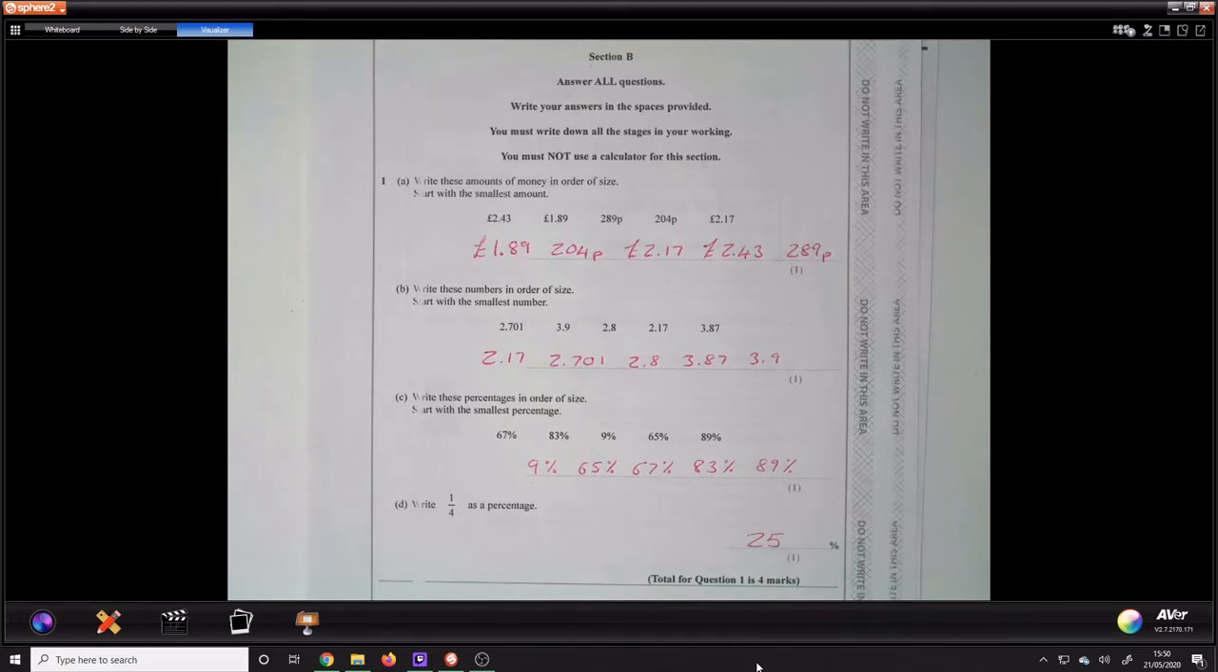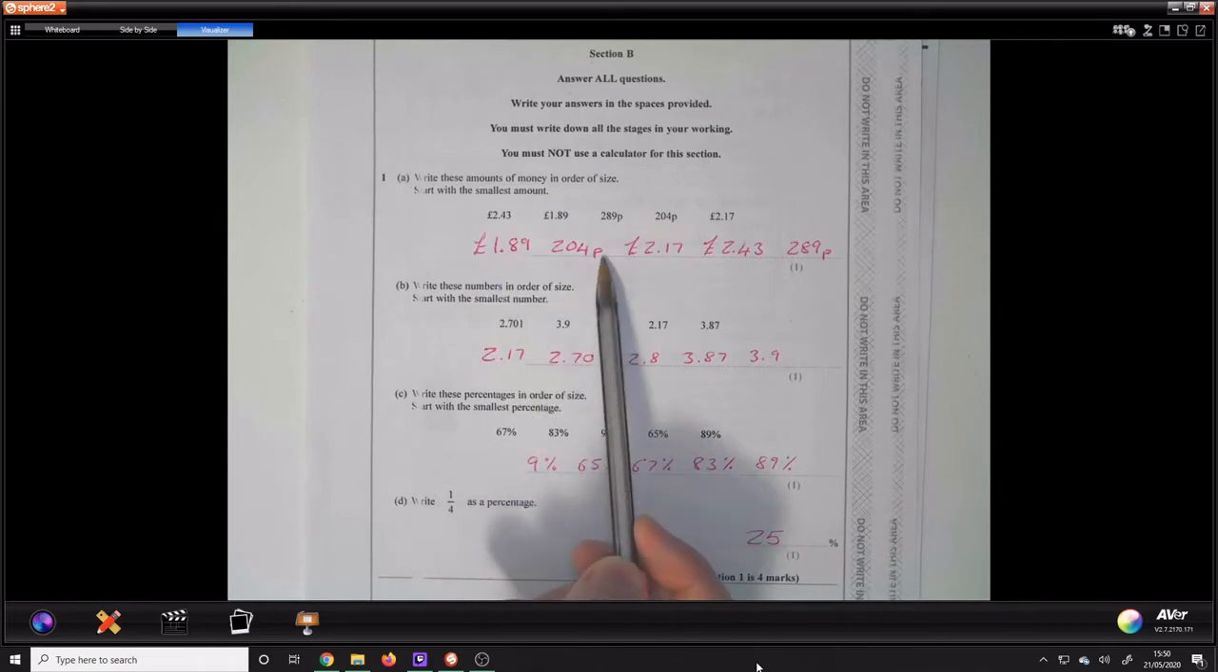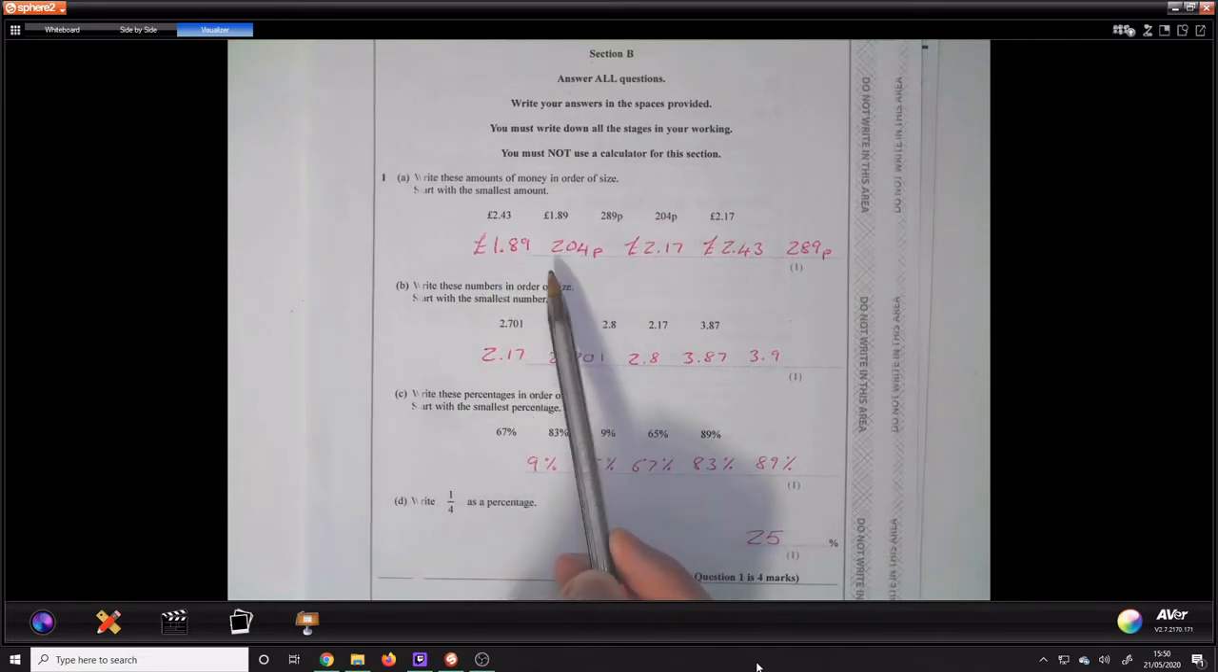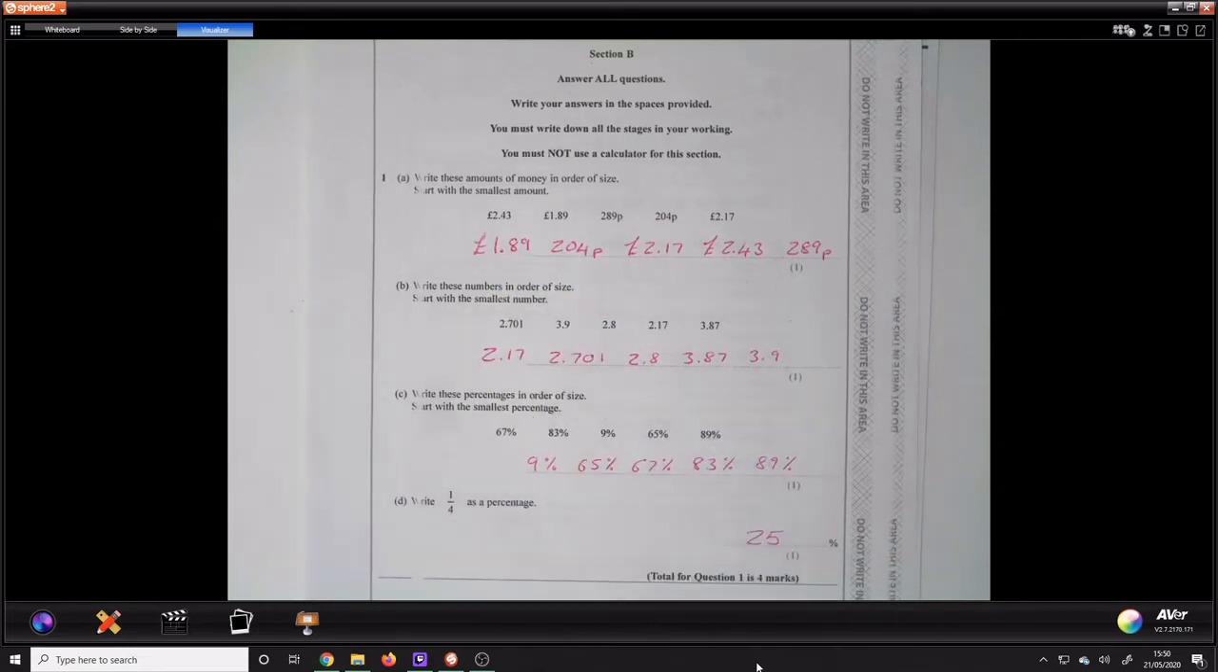So if we start with question 1. Question 1A, you had to put the amounts in order. So the order is £1.89, 204 pence, £2.17, £2.43 and 289 pence. You don't have to include the pound signs or the pence, so if you miss those off, that's fine. As long as the numbers are in the correct order, then that's going to be 1 mark.